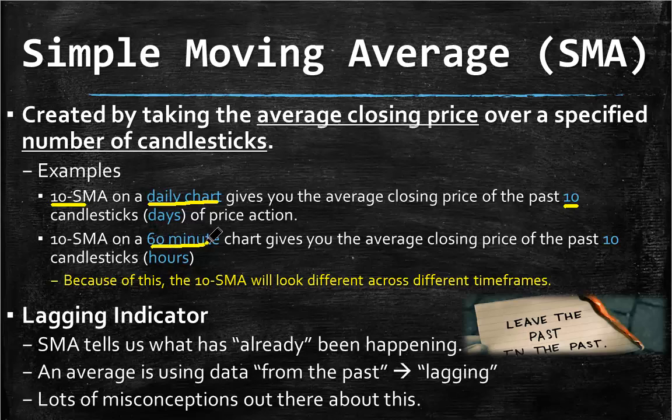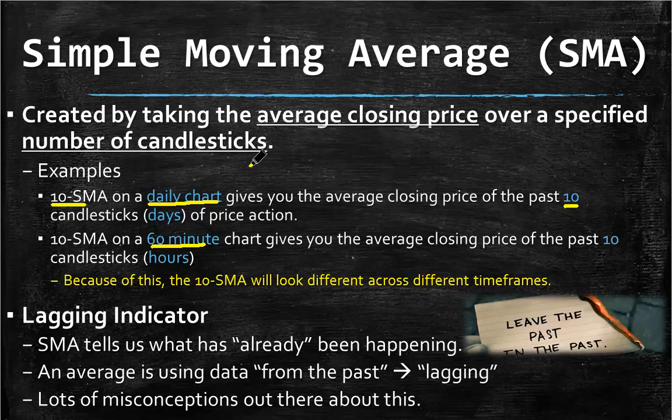We're on a 60-minute. So remember, what is a 60-minute? A 60-minute is telling us what's happening with that drama every hour. So 1 hour of drama, new hour. What's happening in that hour of drama? Okay, what's happening in that next hour of drama? So the 10 SMA on a 60-minute chart is going to give us the average closing price, or the average drama, over the past 10 hours. Whereas the 10 SMA on a daily chart is giving us the past 10 days' worth of drama as an average. So keep that in mind.